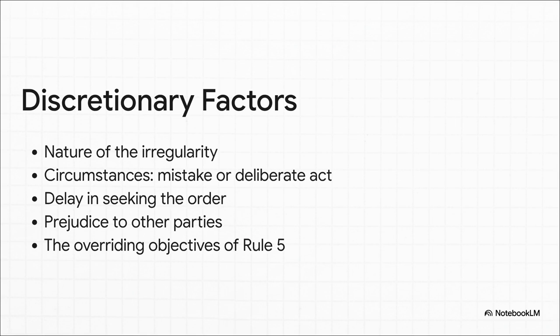You have to convince the court that the prejudice to your client, if the case dies on a technicality, is far, far greater than any prejudice the other side suffers by letting it go on. And you always tie it back to the overarching goal of Rule 5, getting justice on the merits.